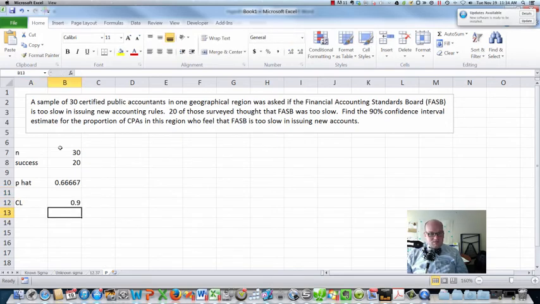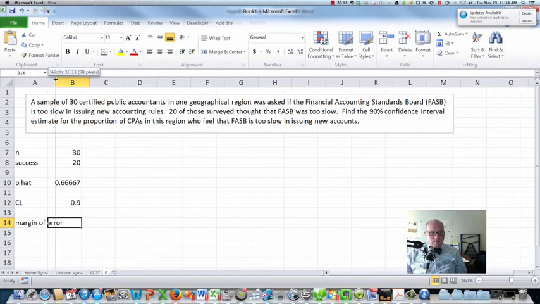estimating the proportion of CPAs in this region who feel that FASB is too slow in issuing new accounting rules. So remember, we surveyed 30 people, but there's way more than this. Maybe this is a big city or something. There's way more CPAs. So we're using this as a poll to try to estimate what the entire proportion of CPAs is. So we actually have everything we need here. We could find the margin of error.